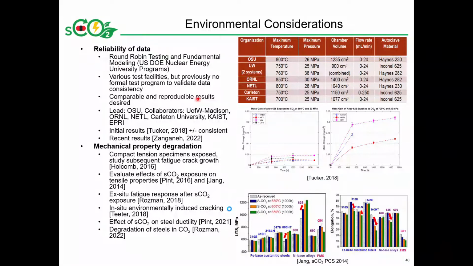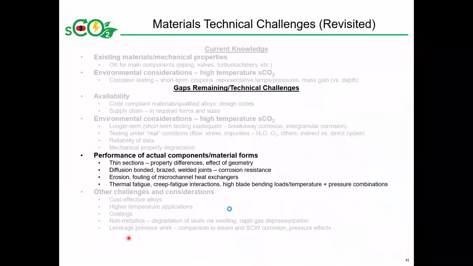Initial testing results from 2018 showed the corrosion results to be pretty much plus or minus consistent, and some more later results from that round robin test are being presented in this symposium as well. Mechanical property degradation is something else that has to be looked at. What happens to the ductility and the tensile properties, for example, of materials in sCO2 exposure, especially under long-term conditions? Again, people have been looking at that, and some results are presented in this conference as well.